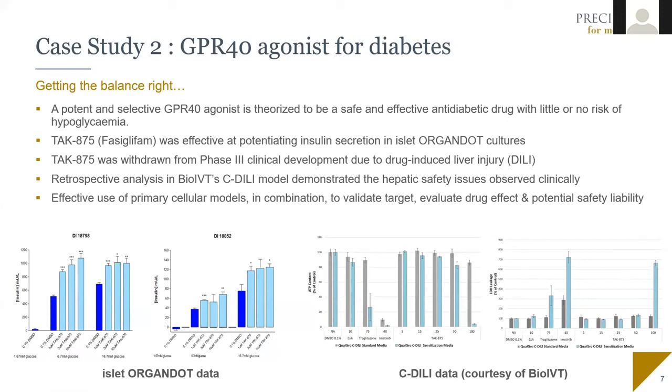Unfortunately, the Takeda drug was withdrawn from phase 3 clinical development, and that was due to drug-induced liver injury. So we took that information and we did some retrospective analysis in BioIVT's cholestatic drug-induced liver injury model. And this is essentially another human primary cell-based model. It's sandwich culture of hepatocytes. And when we looked at the compound in this model, it's basically a sensitization type model.